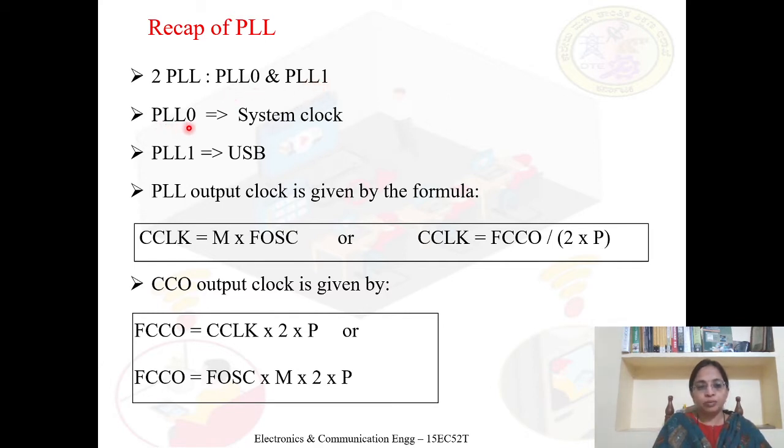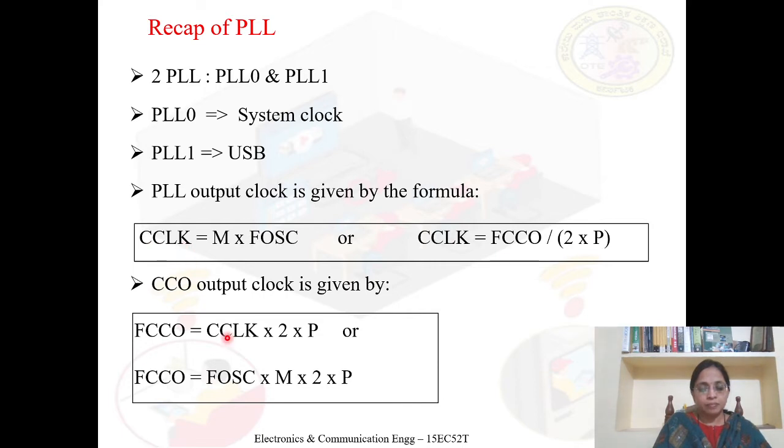The output of PLL 0 is used as the system clock and the output of PLL 1 is used for driving the USB. The output frequency of the PLL can be calculated using this formula. Here F oscillator is the frequency generated by the crystal oscillator and CCLK is the clock frequency. The oscillator frequency is multiplied and obtained for use in the system as the CPU clock.